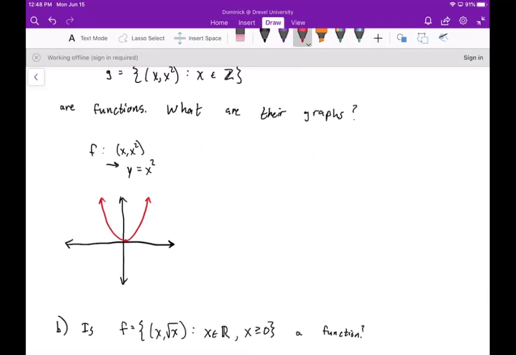Now, the only reason why this one looks like this is because don't forget that X is always a real number. Now, for G, we have the same thing. We have X squared. So we can think of this again as Y equals X squared, but here X is an integer. So we have to be a little bit more careful here.